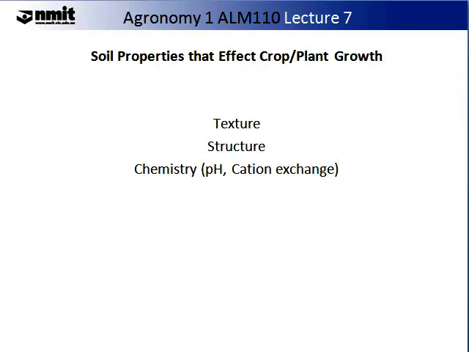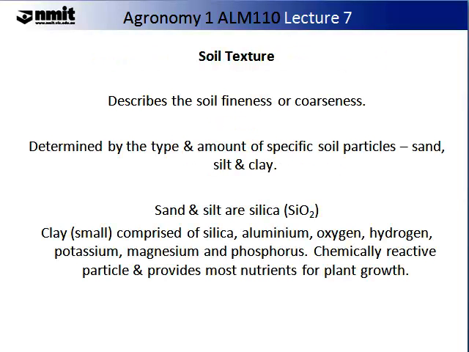Let us now look at the soil properties that affect plant growth and crop growth: texture, structure, and chemistry of the soil. That is, such things as pH and cation exchange. Soil texture defines the soil fineness or coarseness. A soil can be very fine or very coarse, or somewhere in between. It is determined by the type and the amount of specific soil particles. These are sand, silt, and clay.